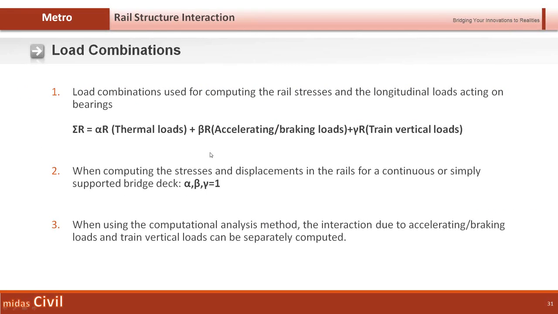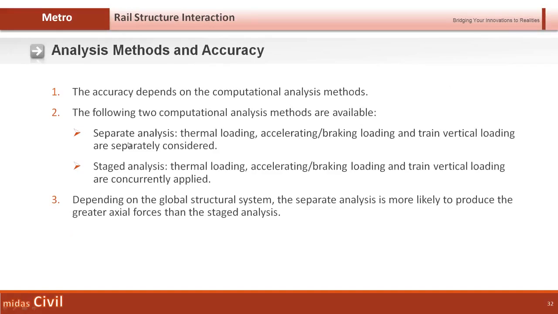So what are the different load combinations that we take? As we discussed, we have thermal loads, we have the accelerating and braking loads, and we have train vertical loads. Three kinds of loads are there. In the UIC code, it is mentioned that we simply add up all three loads. So it over designs a little bit. How it over designs, I will explain in the next slide. Another type of load combination is that we use a computational analysis method, a complete solution, using construction stages. How to do that? We will explain both the processes in the next few slides.